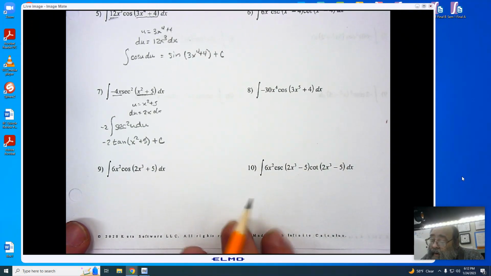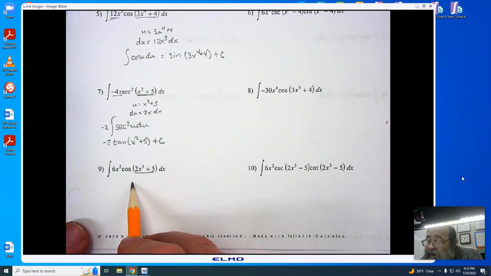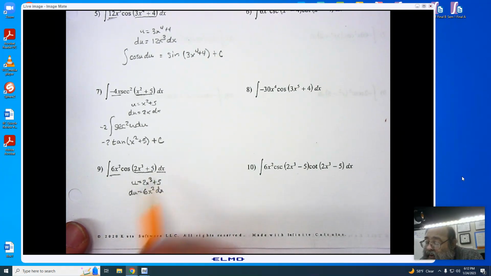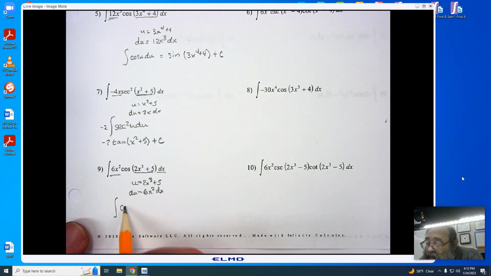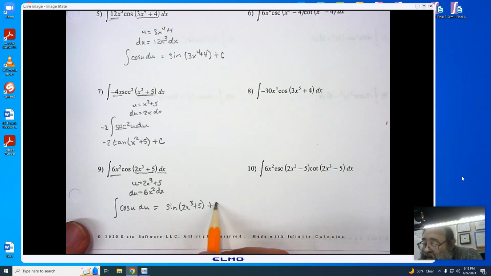Number 9. Once again, look inside of the trig function, and you'll notice that we have 2x cubed plus 5. If u equals 2x cubed plus 5, then the du has to equal 6x squared, and move my dx behind, and I can see the differential. Alrighty, so now I'm going to go ahead and do my substitutions. Cosine of u du. When I integrate, I'm looking at sine of u, 2x cubed plus 5, plus c.